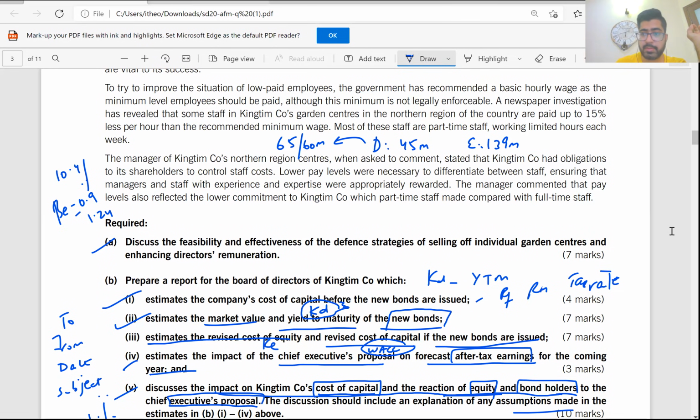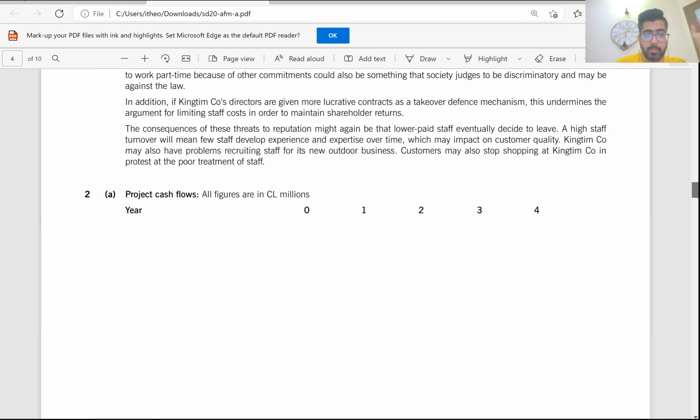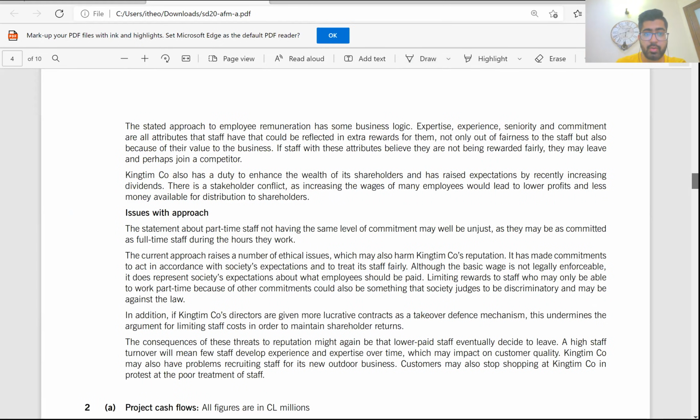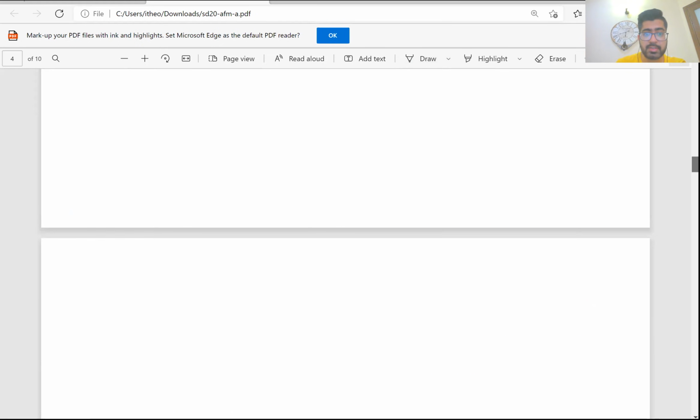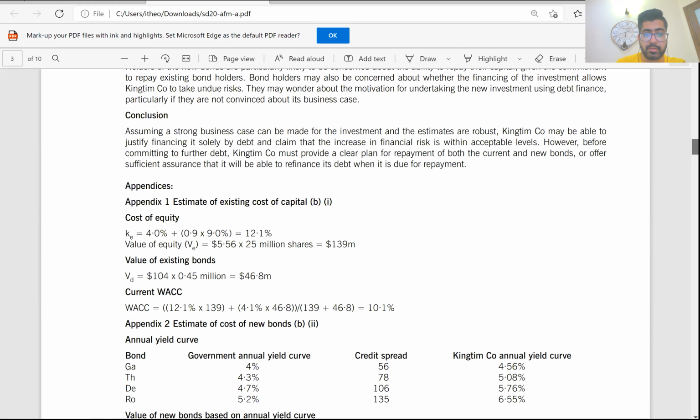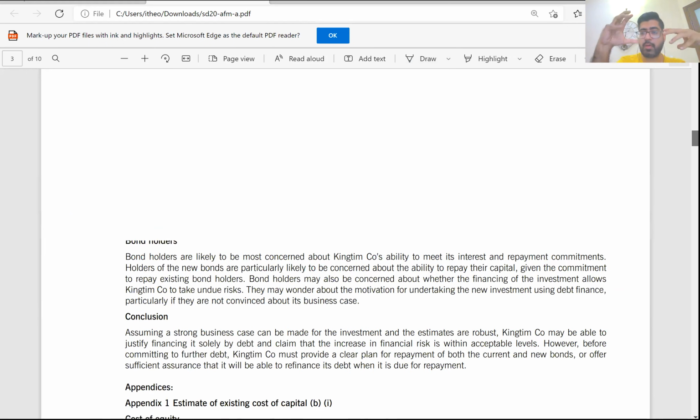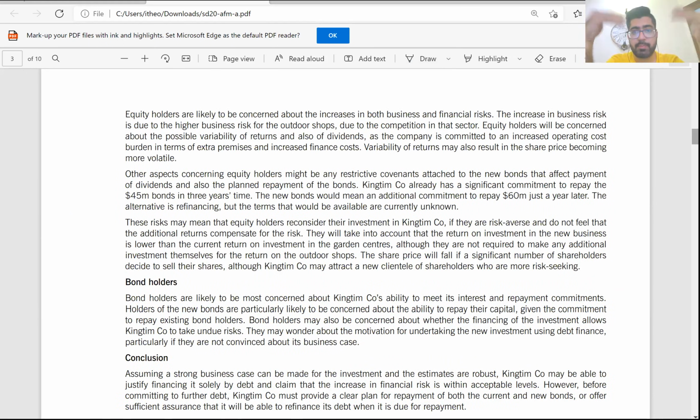In the examiner's answer, all this is written, okay? Obviously, you can never write all this stuff which is given in the examiner's answers, okay? But this just gives you sound knowledge and information which you can apply in the exam. Okay, so this is it with the question.